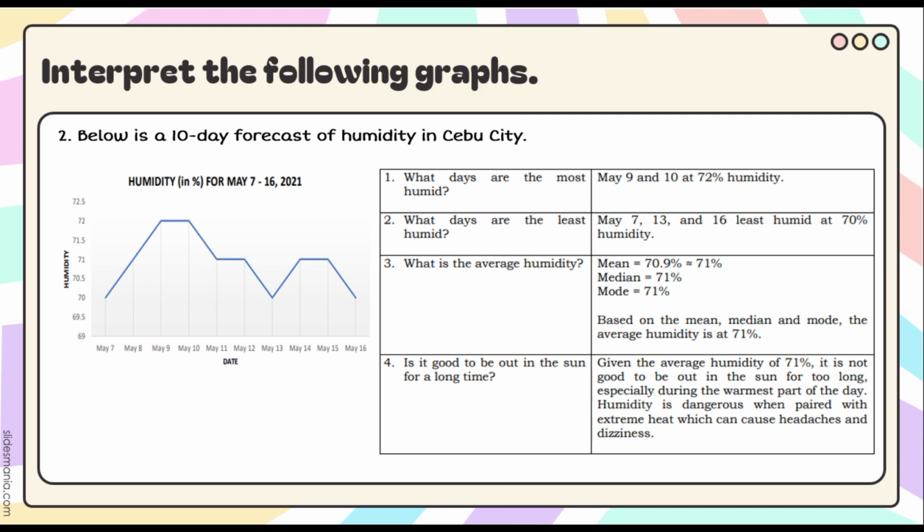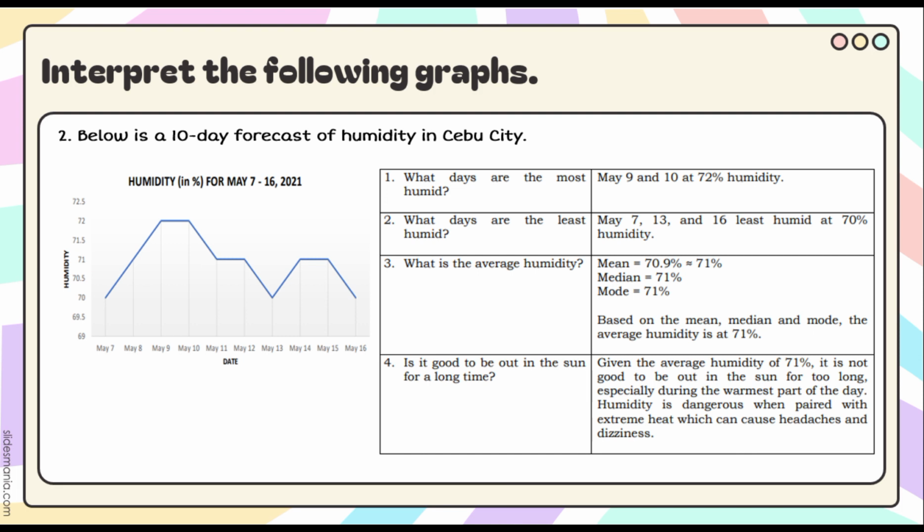We can answer these questions by referring to our line graph above, okay? Second, what days are the least humid? When we say least, it is the lowest value or lowest percentage in our line graph. May 7, May 13, and May 16 are the least humid at 70% humidity. Third question, what is the average humidity?